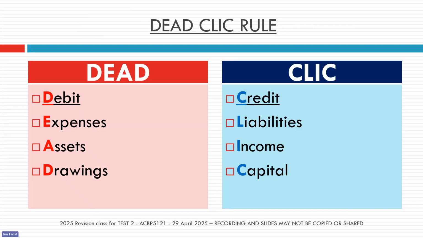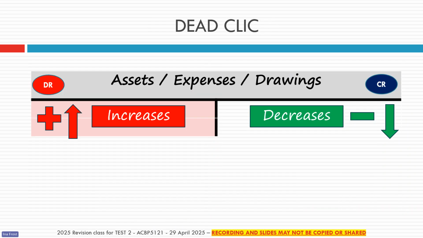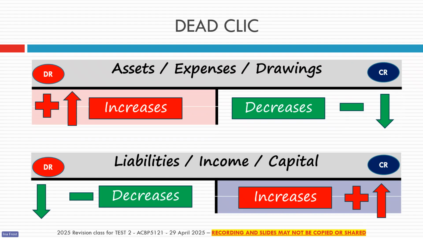Okay, how do I know which side to put my opening balance? This is now again, as Salama said earlier, where you're going to use your DEAD CLIC rule. So we remember assets, expenses, and drawings, opening balances, debit side. Liabilities, income, capital, opening balances, credit side. And I know Salama loves this. Am I right, Salama? I stole this picture actually from one of your slides. Did I get it right here on mine?